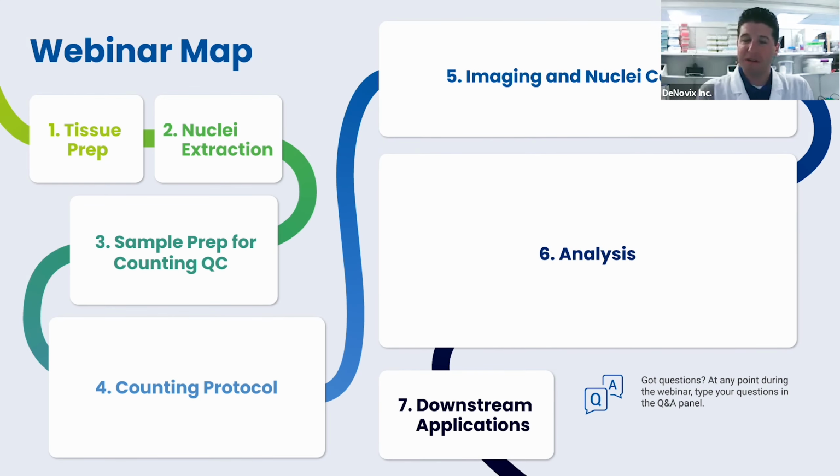As an overview of what we're going to do today, our webinar map, if you will, we'll start with tissue prep: preparing your tissue, whether it's fresh or FFPE preserved or frozen, getting that ready for the actual extraction process. Then we'll move to the overview of the extraction. Once the nuclei sample has been extracted, so we have isolated our nuclei, we will walk through preparing that sample for quality control analysis on the CellDrop.